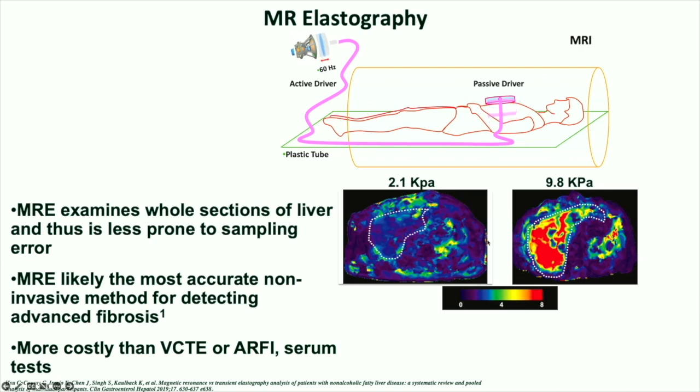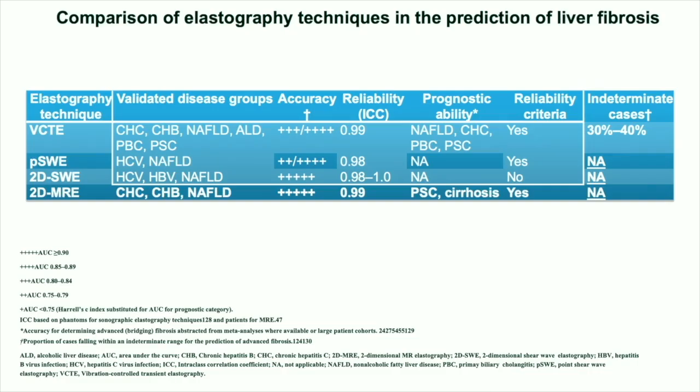And one of the things that is very interesting we found in MR is you can see the fibrosis is not uniform in the liver. It's the most accurate way to detect fibrosis, though it's much more costly than vibration controlled, ARFI, and serum tests. But if you really need to know, this is the best test. And all of these tests seem to work quite well.